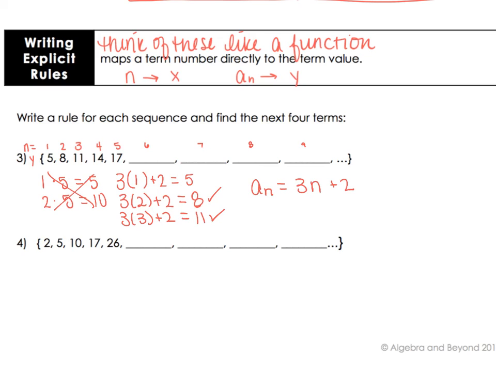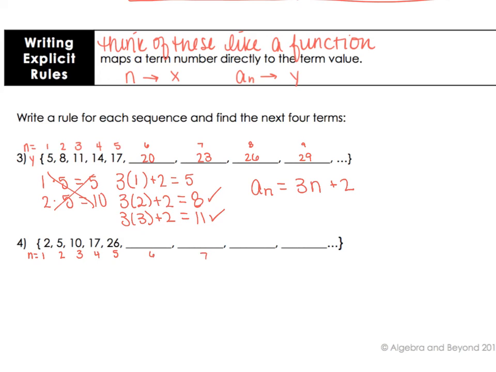So when n equals 6, we'll do 6 times 3 plus 2, we get 20. And I'm just going to fill in the rest. You could definitely take your time. You're going to fill in what you have. So for our very last one, it's the same exact idea, but we still need to figure out how to get from n equals 1 to 2, and n equals 2 to 5, and so on.